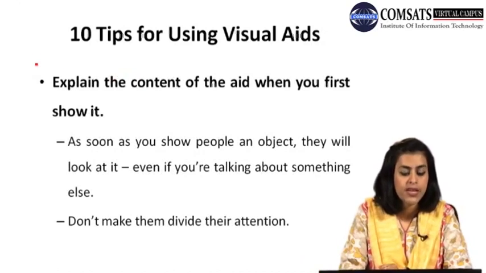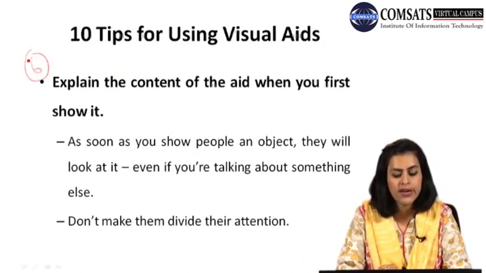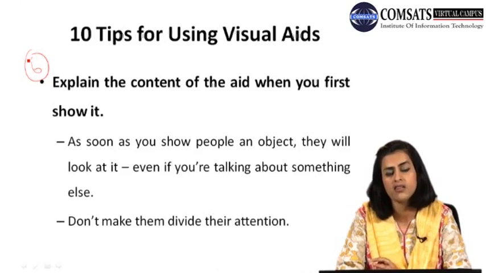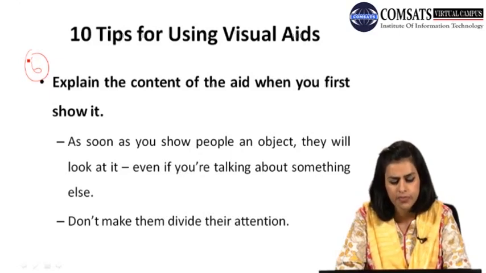Tip number 6 is explain the content of the aid when you first show it. So the next point that you are supposed to take care of is to explain the content of the aid when you first show it. So try to focus on the content of the aid before you actually show it to your audience. Either that's going to be a handout or any kind of video or audio that you are going to display in front of them.